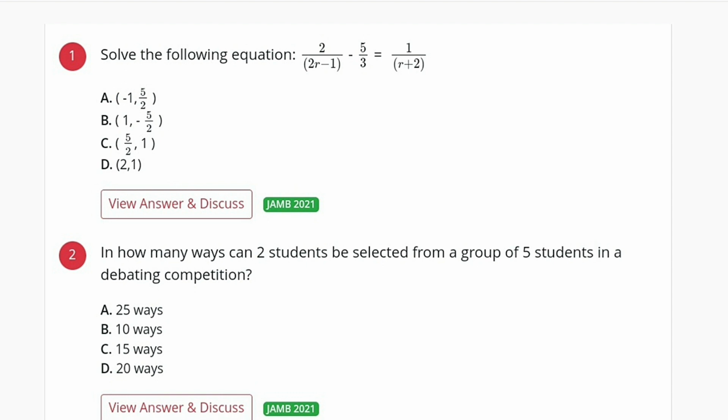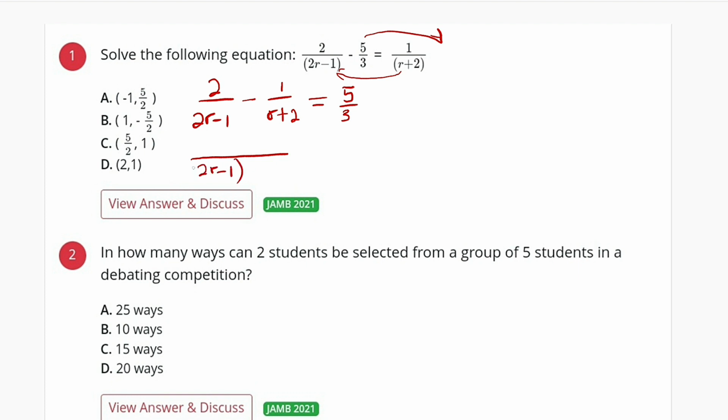Okay, first of all, let us collect the like terms. I would like to take this constant term to the right hand side and bring this term backward. So this becomes 2 divided by 2r minus 1, and if the other term crosses over, it becomes negative 1 divided by r plus 2. And if the constant crosses over, it becomes positive 5 divided by 3. Now, what is the LCD? The LCD will be the product of the two denominators: 2r minus 1 multiplied by r plus 2.